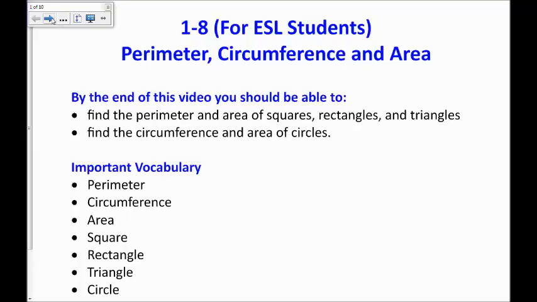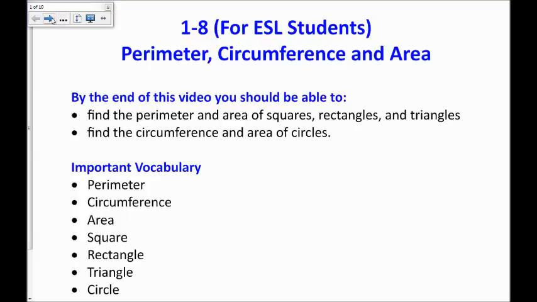This video is about perimeter, circumference, and area. By the end of this video, you should be able to find the perimeter and area of squares, rectangles, and triangles.